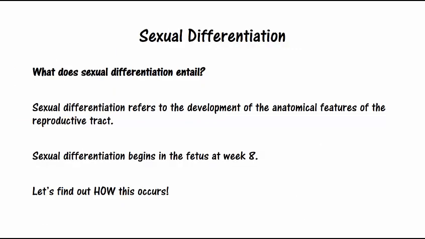This is called sexual differentiation. What does sexual differentiation entail? Sexual differentiation refers to the development of the anatomical features of the reproductive tracts. Sexual differentiation begins in the fetus at week 6. Let's find out how this occurs.